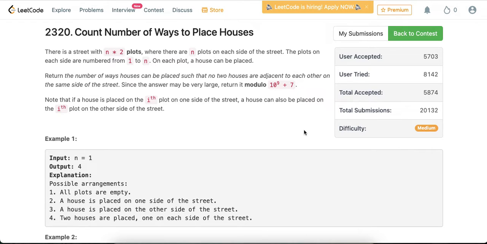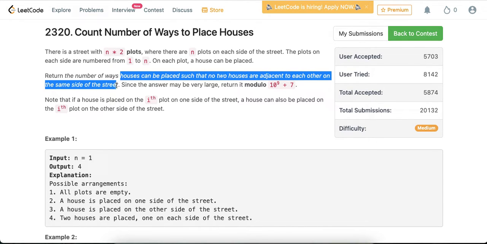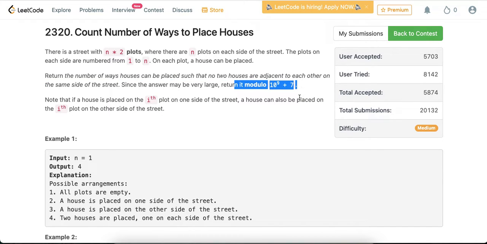The requirement here is we must not place two houses adjacent to each other on the same side of the street. So when it is on the same side, you cannot be a neighbor there. And then we need to return it modulo 10 to the power of 9 plus 7, just because the number can be very large and it can cause overflow, depending on your variables and your programming language.